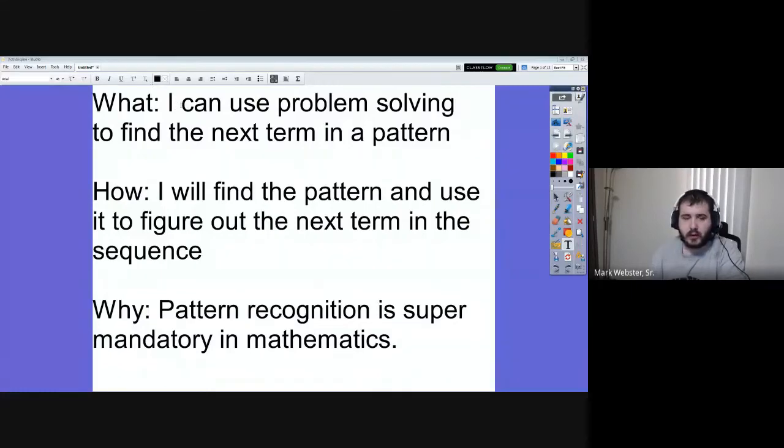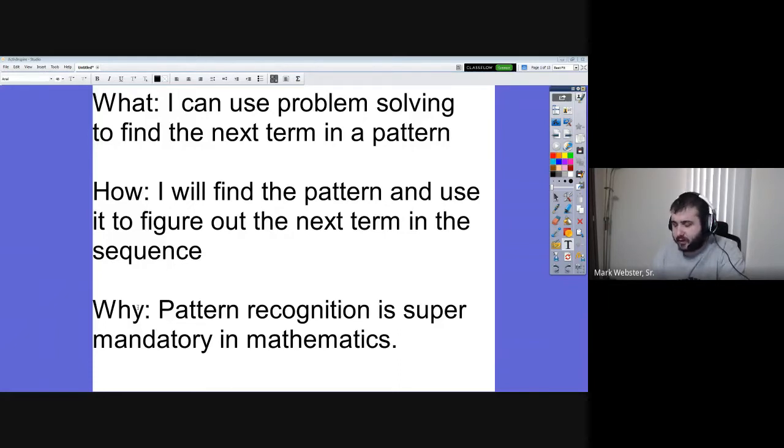What are we doing? I can use problem solving to find the next term in a pattern. How are we going to do this? So we're going to find the pattern, and then we're going to use it to figure out the next term in the sequence. And one of the reasons why we're doing this is because pattern recognition is super important for us.